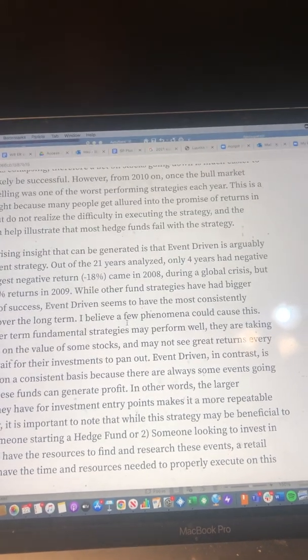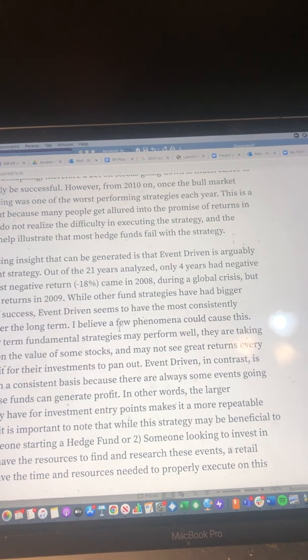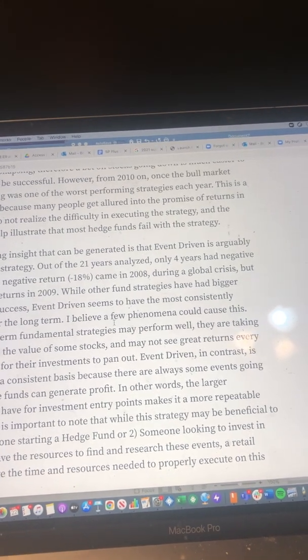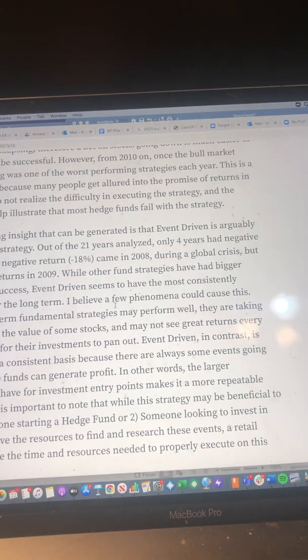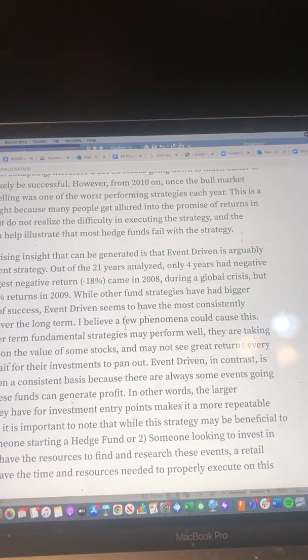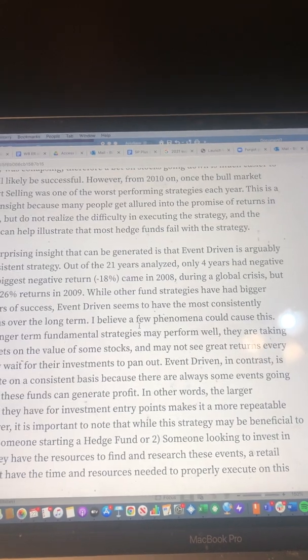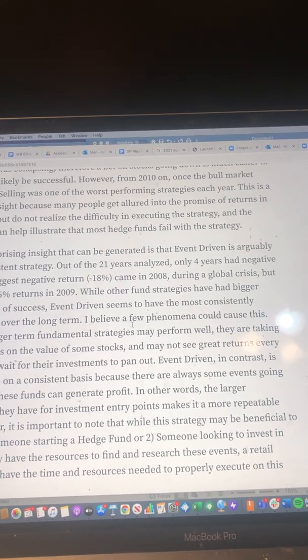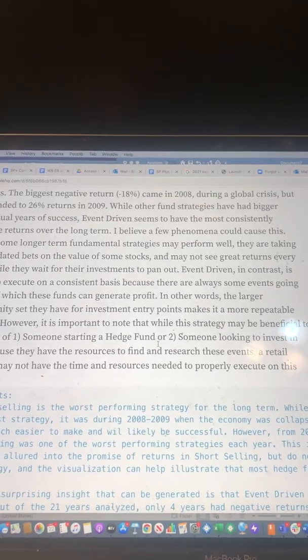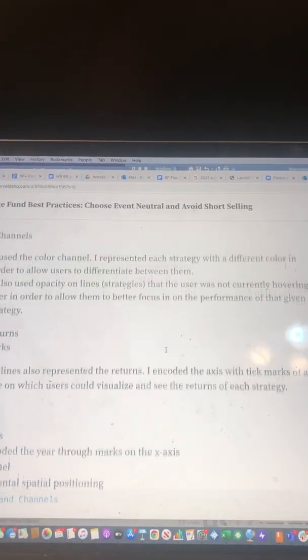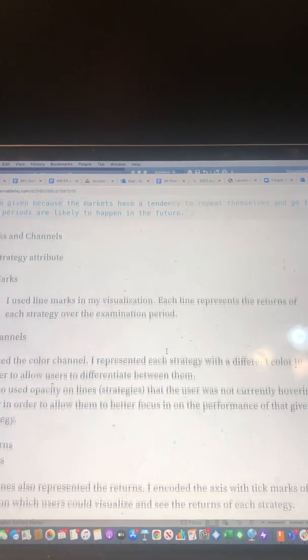However, it is important to note that someone looking to start a hedge fund or invest in one could probably use this approach because they have the resources to find and research these events. But a retail investor may not have the same amount of time and resources to properly execute the strategy, so they should proceed with some caution. Those are most of the points that get hit on.